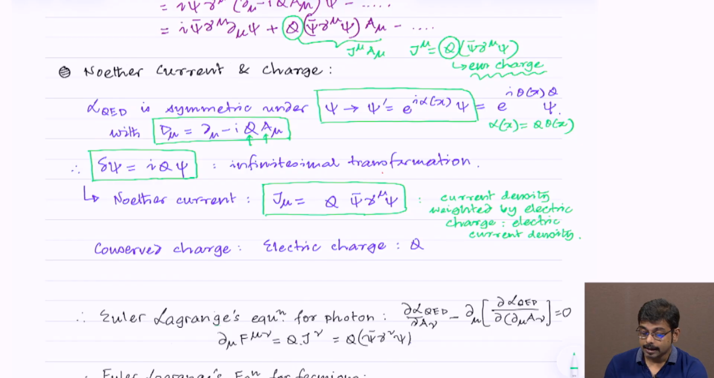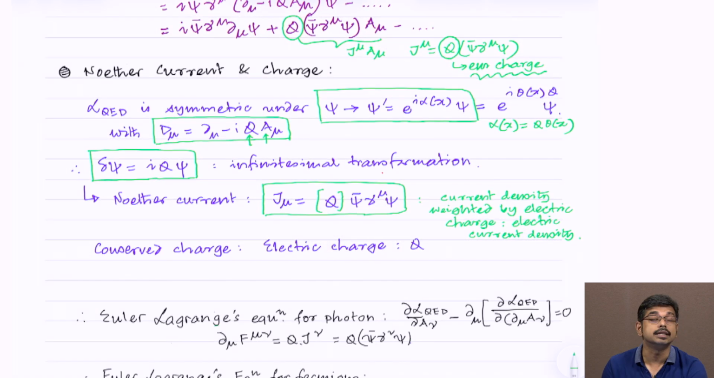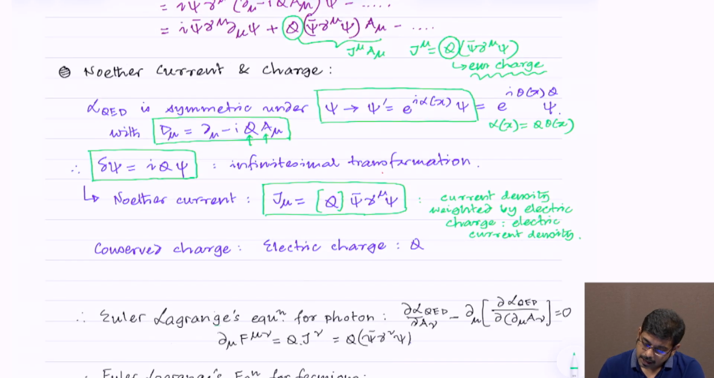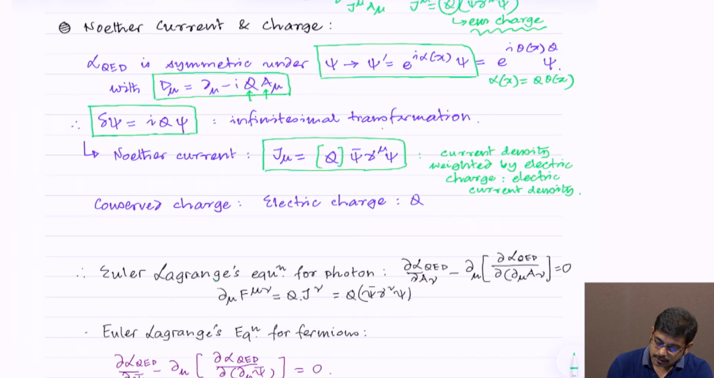Now you remember that psi bar gamma mu psi was actually the conserved current associated with the generic Dirac Lagrangian in any way, and what we are doing here is multiplying by the charge q. This is the current density weighted by the electric charge, and this is sometimes called the electric current density, and the corresponding conserved charge is basically q.